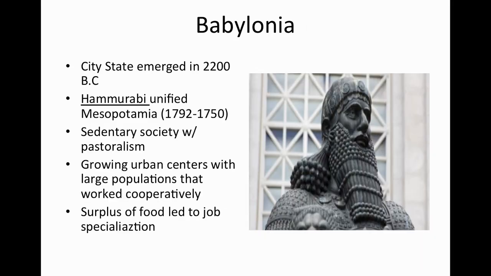All right, Babylonia would be the kingdom that follows. Remember, that's Hammurabi's empire. Babylonia emerges in 2200. It kind of encompasses the Sumerian people. He unifies the region, right? So again, they too are sedentary and pastoralist. And again, they are going to have a lot of job specialization due to surplus of food. Hammurabi's code is another concept, but obviously, that is important to this society in terms of unifying the people.